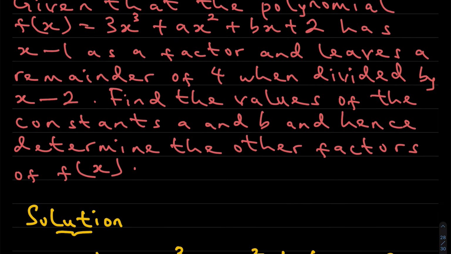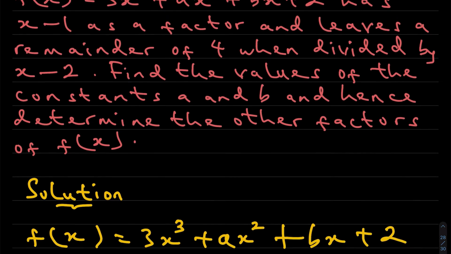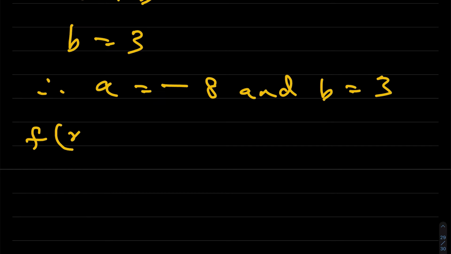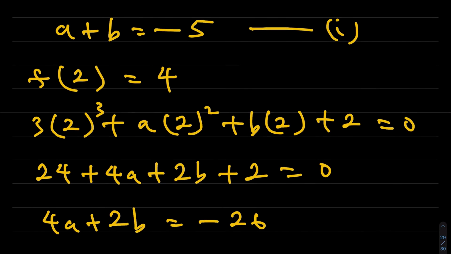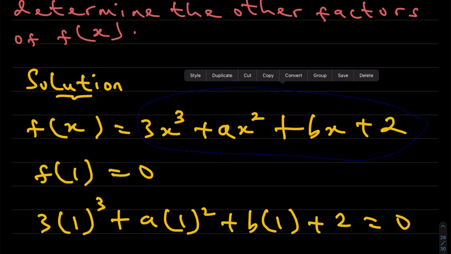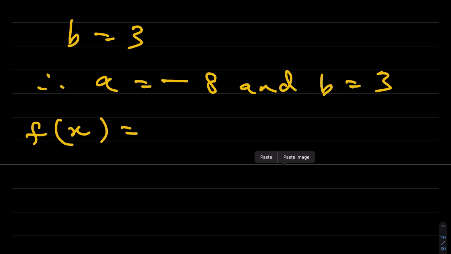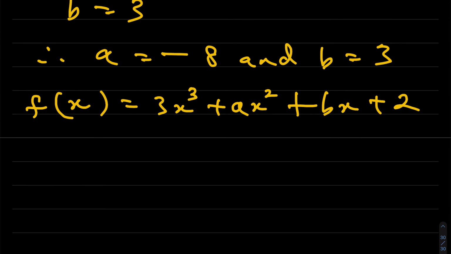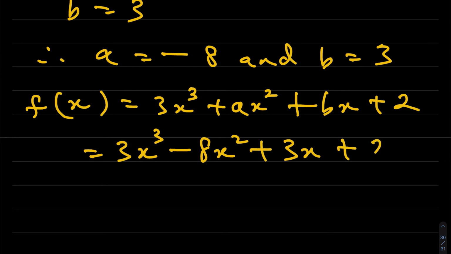Find the values of the constants a and b, and hence determine the other factors of f of x. Okay, now that simply means we can write f of x in full just to be able to factorize it. F of x equals 3x cubed plus ax squared plus bx plus 2. And that's the same as 3x cubed, a is minus 8, that's minus 8x squared plus bx, which is plus 3x plus 2.